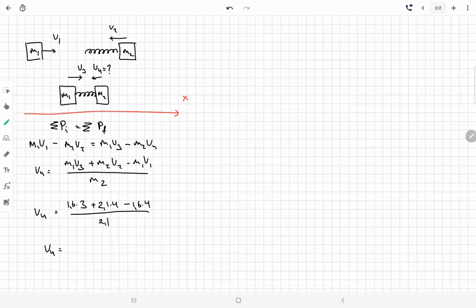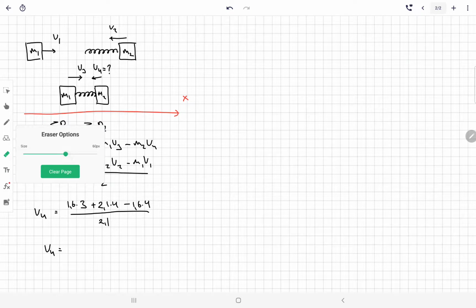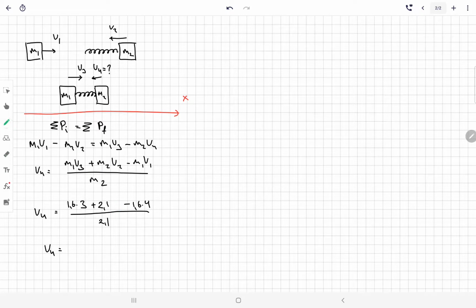Sorry guys, V2 is not equal to 4, it's 2.5. It's 2.5, sorry. In M1 V3, M2 V2, yes, there is a small mistake here. Let me do my calculation again. So it's 1.74 approximately, 1.74 meters per second. So I have a positive number here. It means, yes, it will be moving to the left.